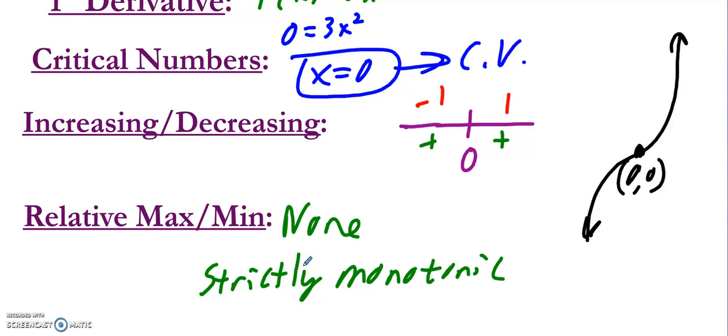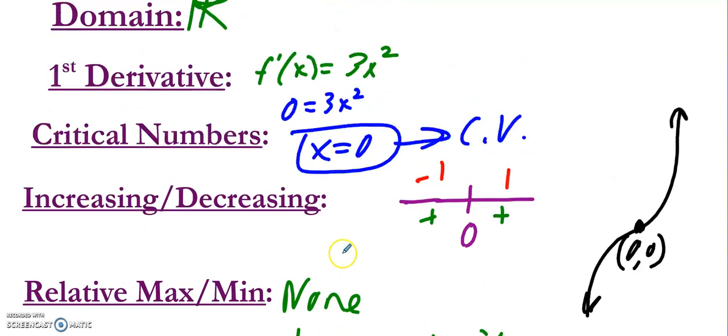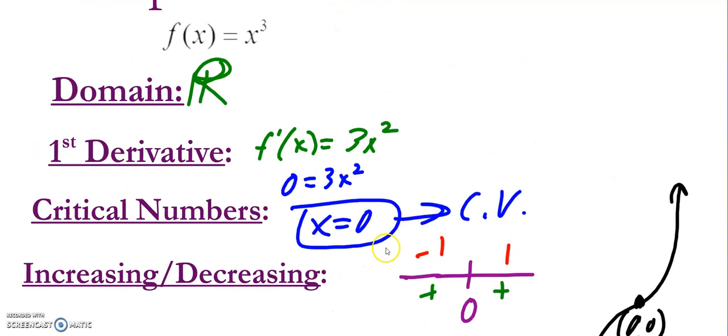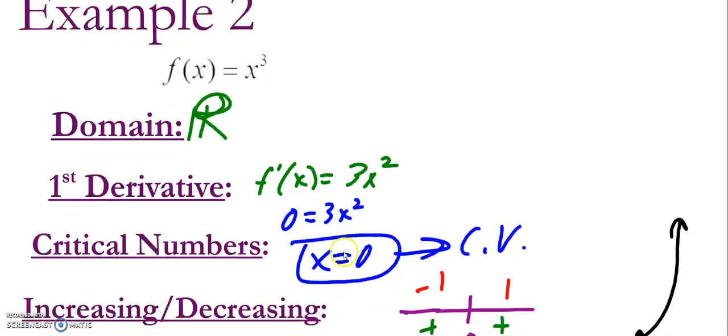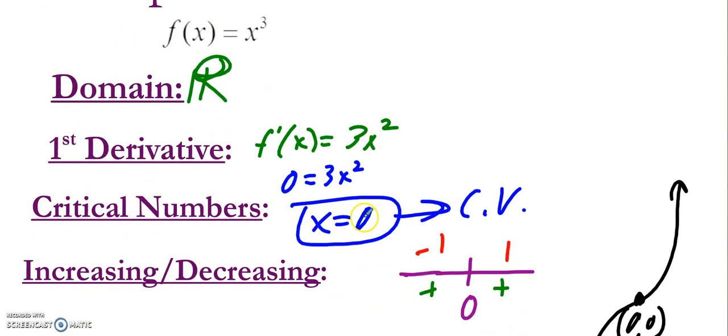All right, so spoiler alert, we did actually kind of talk about this already when we talked about the definition of strictly monotonic, and this is an example of one of the functions I mentioned. So there are no relative minimums or maximums here, but we can verify that with our first derivative test. So first, the domain: all real numbers. Derivative, f prime of x is 3x squared. Set that equal to 0. Critical value is at x equals 0.